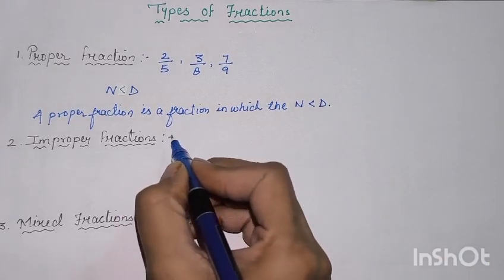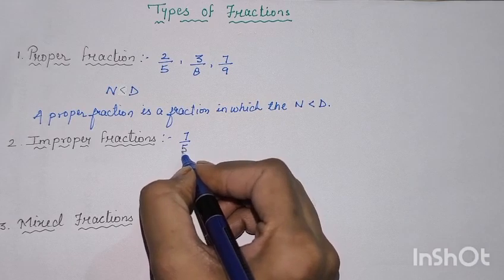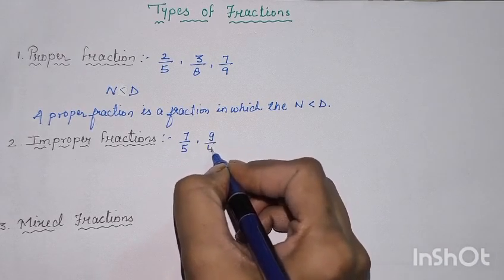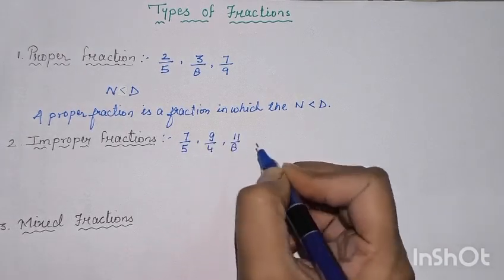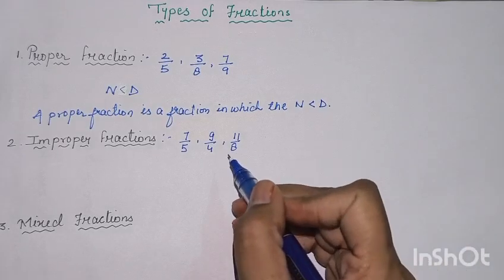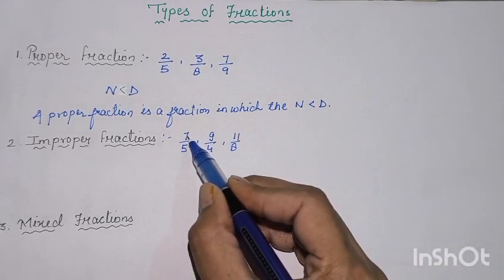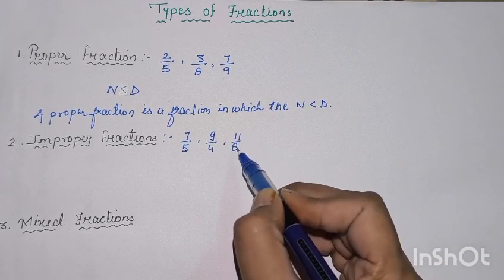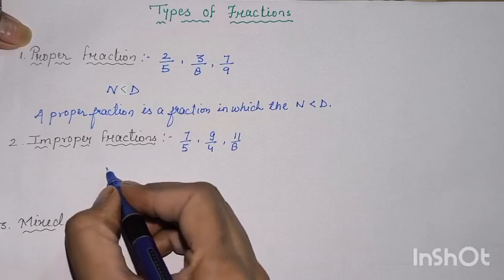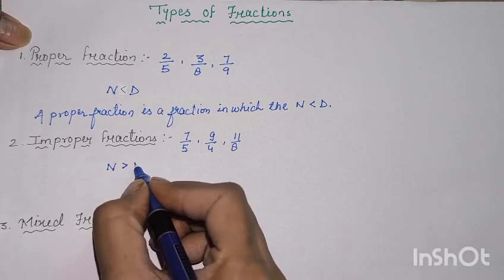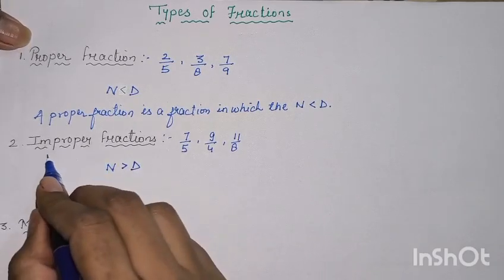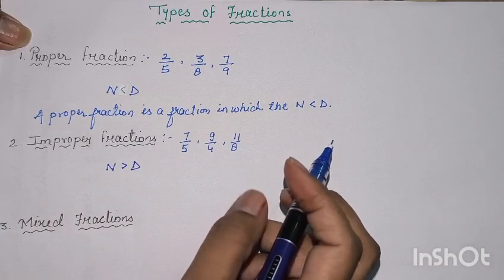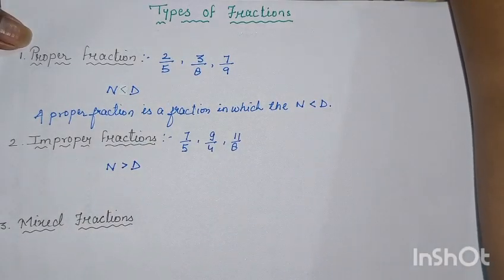See, again I'm writing some examples like 7 by 5, 9 by 4, 11 by 8. Again, just observe this. Here we can see that this 7 is greater than the denominator, this 9 is greater than its denominator, and this 11 is greater than the denominator. So we can say that when the numerator is greater than the denominator, that fraction is called an improper fraction. Clear?